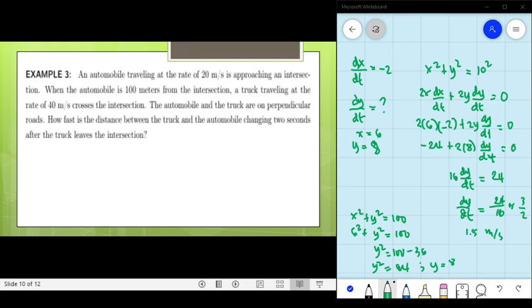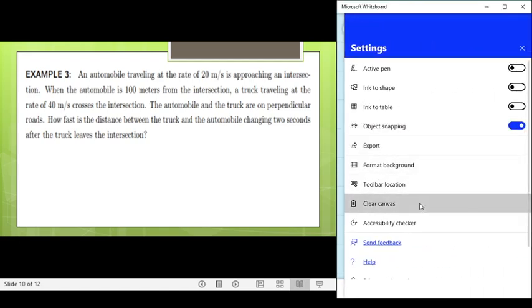An automobile traveling at a rate of 20 meters per second is approaching an intersection. When the automobile is 100 meters from the intersection, a truck traveling at a rate of 40 meters per second crosses the intersection. The automobile and the truck are on perpendicular roads. How fast is the distance between the truck and the automobile changing 2 seconds after the truck leaves the intersection? Okay.